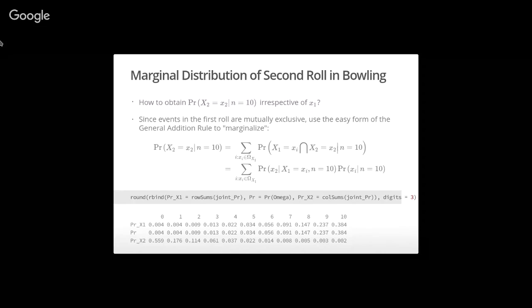These numbers are different. So the probability of knocking down one pin on the second roll is different than the probability of knocking down one pin on the first roll. And why is that? Steve. Yeah, different numbers of pins are available to be knocked down.